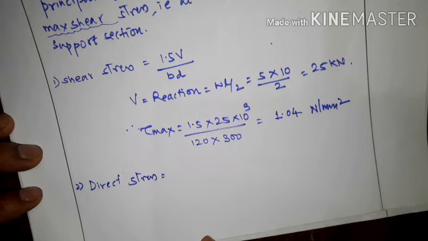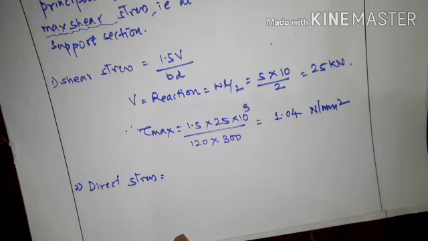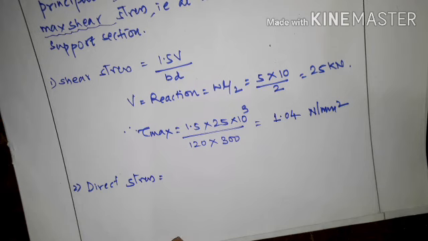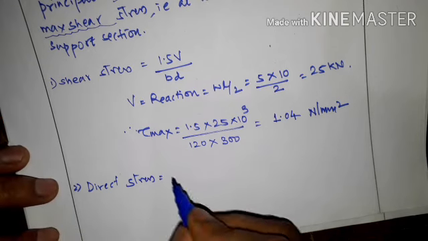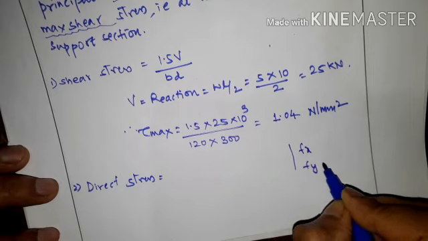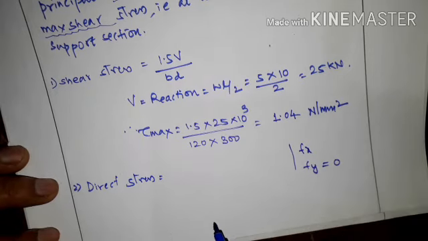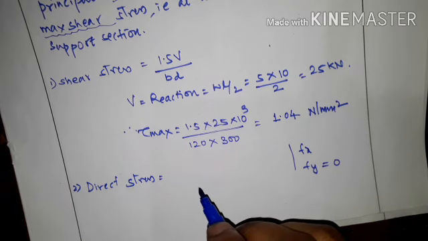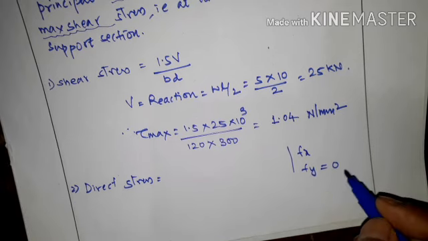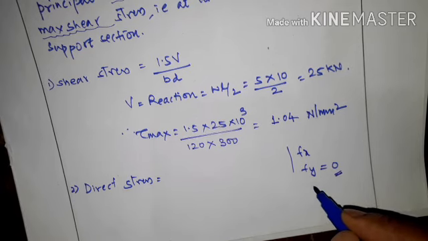As I told you, the direct stress is due to the axial prestressing force. Here are the direct stresses. As I told you, there are two direct stresses, Fx and Fy. Fy will be 0 automatically. Why? Because we are not providing any vertical prestressing force. Fy will become 0. This is very important: Fy is 0 here.